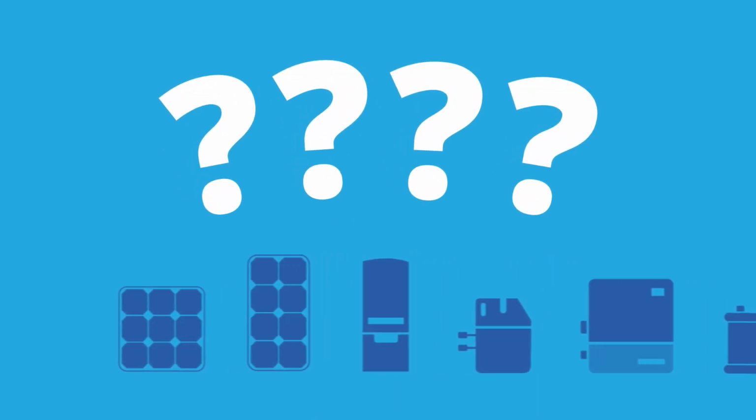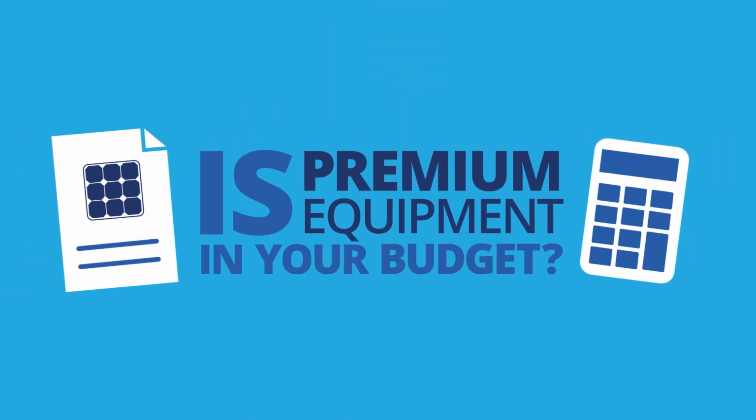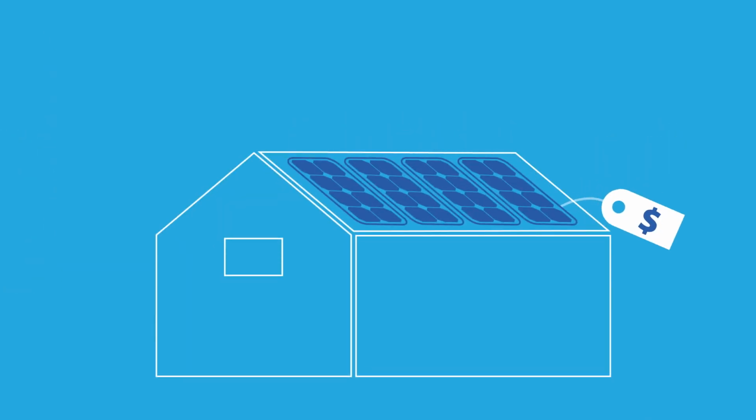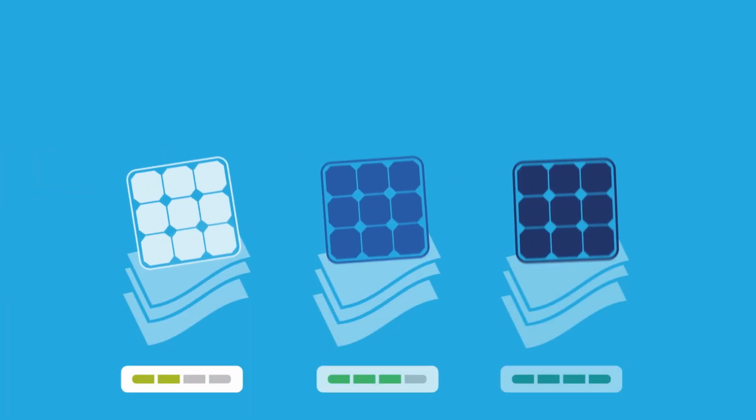Here are four questions to consider when selecting solar equipment. Number one, is premium equipment in your budget? The cost of a solar installation varies based on the quality of the equipment. Establishing your budget for solar will help you evaluate whether premium equipment is worth it for you.